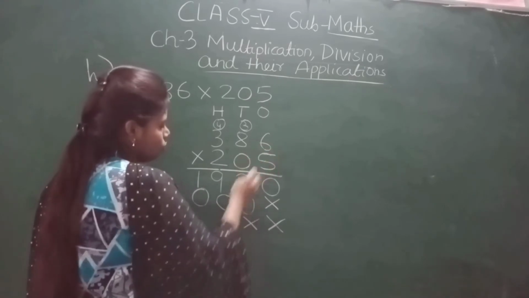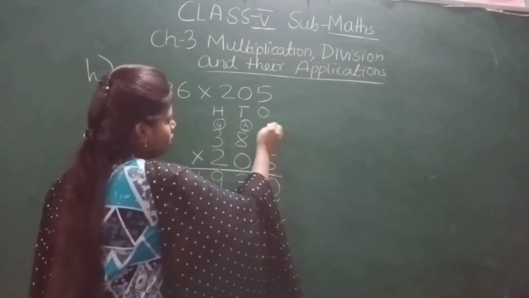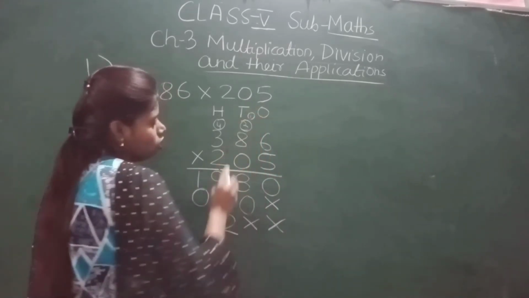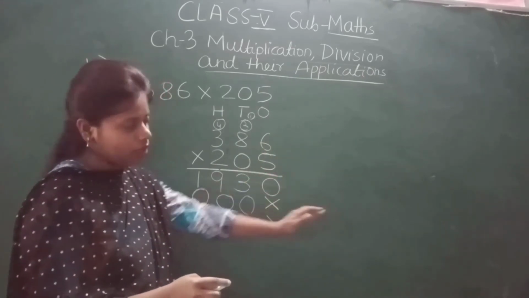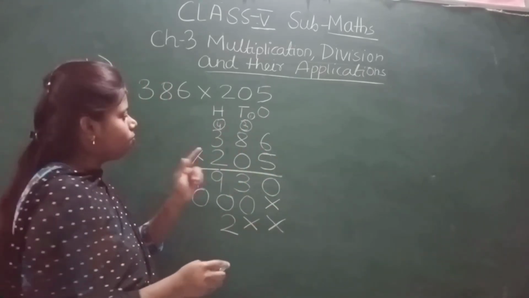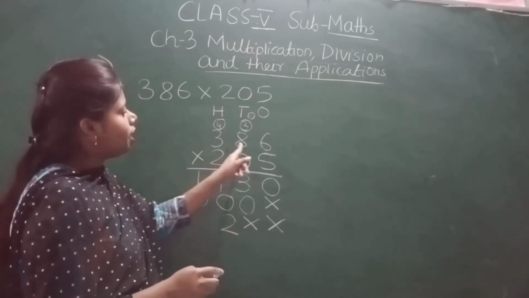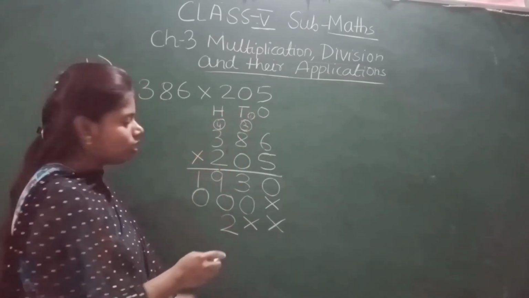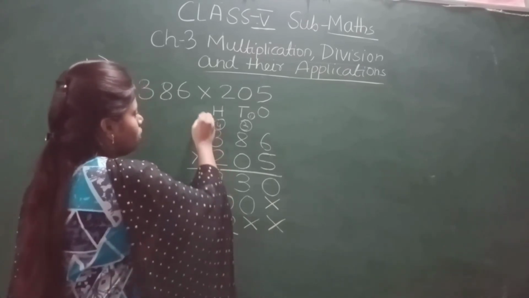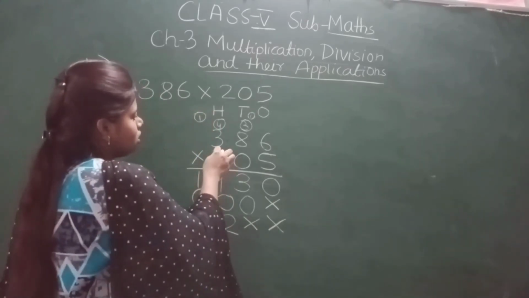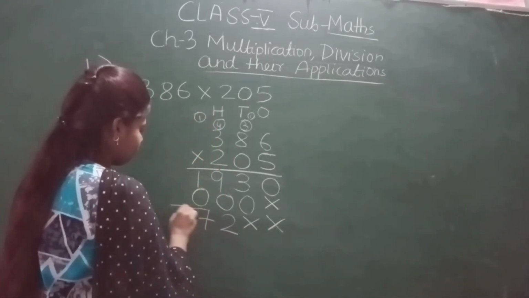2 6s are 12. 2 will write here. 1 we will give carry to this. On top you can write or you can write separately. Don't get confused. Keep in your mind. 2 6s are 12. 2 we have written here. 1 I have given carry. 2 8s are 16. 16 plus 1 is 17. 7 write here. 1 we will give carry. 2 3s are 6 plus 1 is 7.